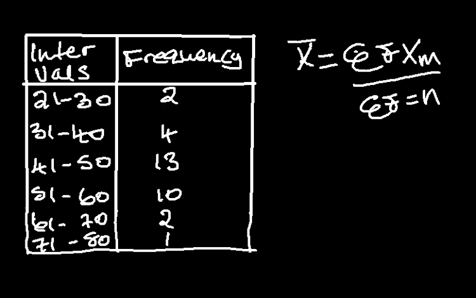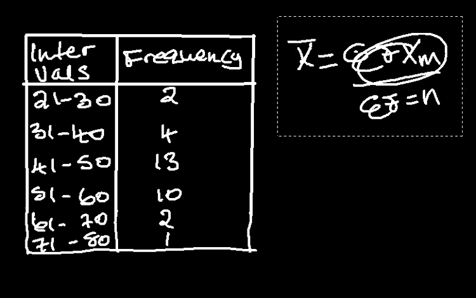So now how should you have it in that way? According to the way the formula is, we need to have another column that shows the midpoint, and also another column that shows the summation of the frequency times the midpoints.